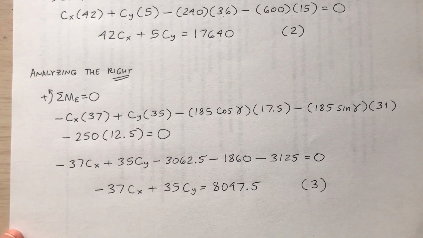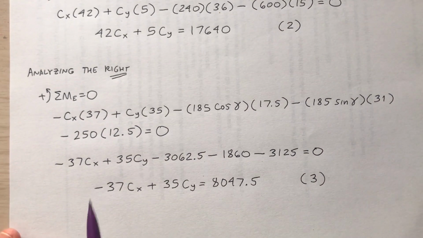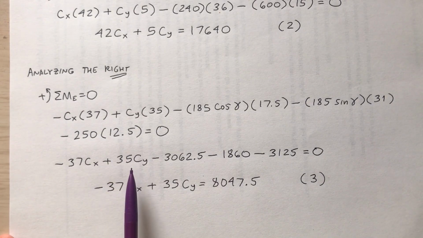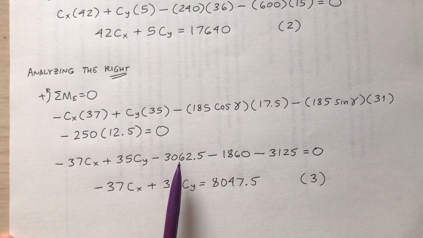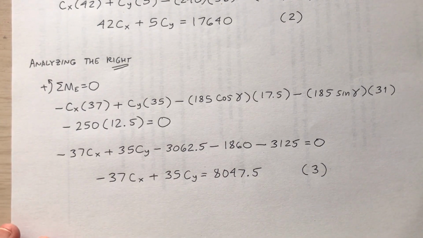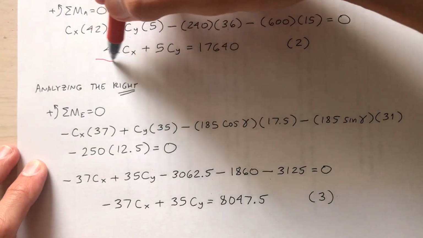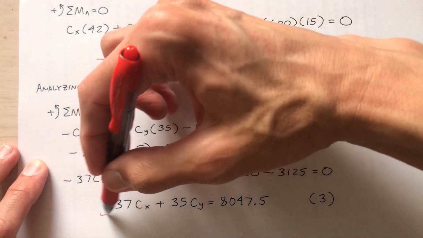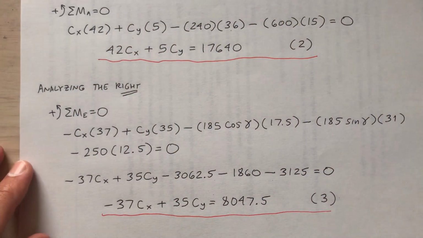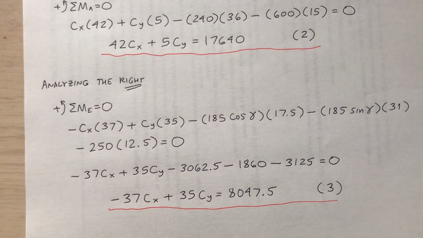And like magic, it appears. Okay, so cleaning up the equation: negative 37 c sub x plus 35 c sub y minus 3062.5 minus 1860 minus 3125. Clean it up and you get what I call equation 3. So really what I have here are two equations and two unknowns, equation 2 and equation 3, with the same pair of unknowns, that is c sub x and c sub y. I'm going to solve this system, probably using a matrix. Although with only two equations and two unknowns I don't really need a matrix, I'll use one anyway.